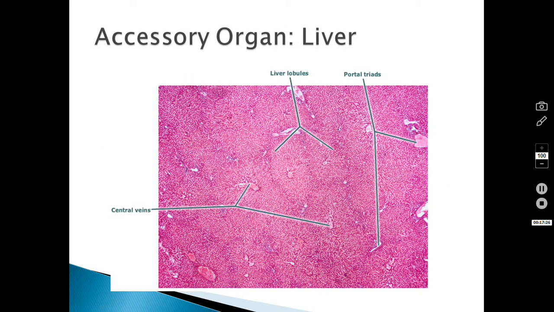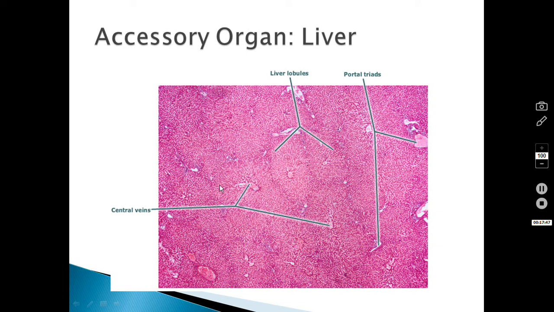If we look at the liver, you can see here your liver is a multi-lobed organ. So inside each of those lobes of the liver are all of our liver lobules. So you're looking at a lobule here, a lobule here.